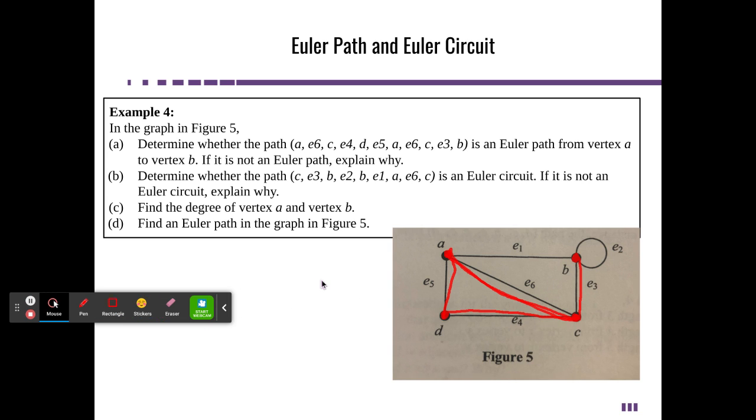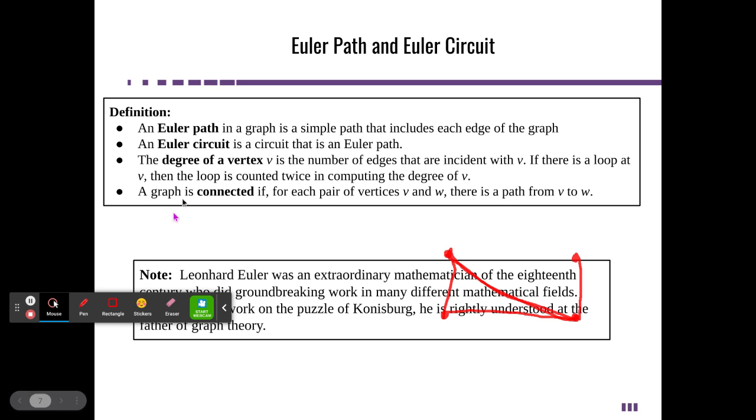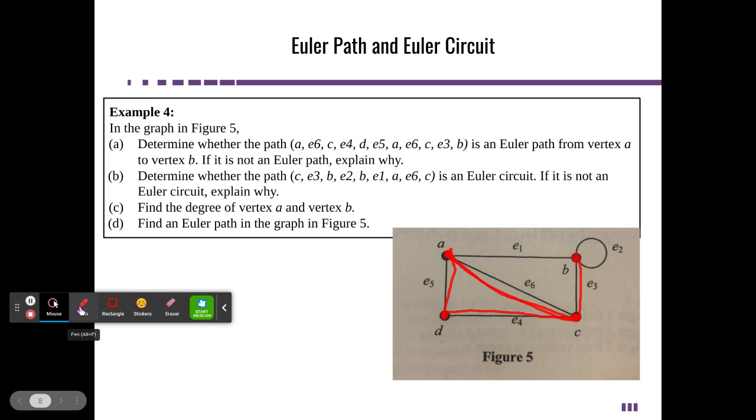All right, so the answer is going to be false on that one, because if you recall, to be an Euler path, you have to travel on each edge of the graph. So that one's going to be false. All right, so let's take a look at the next one.